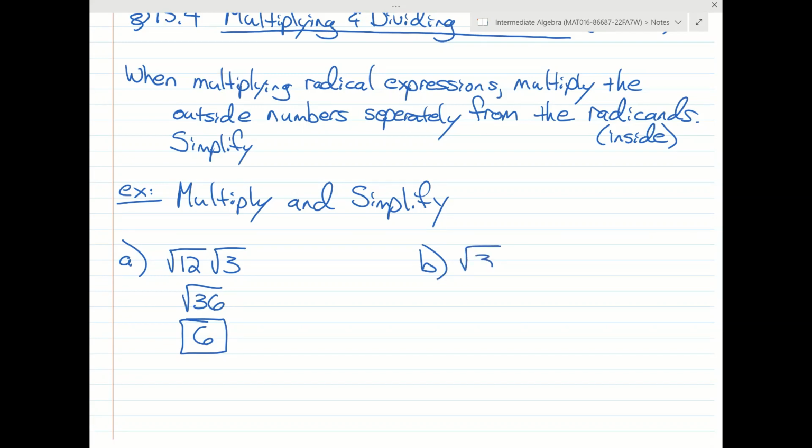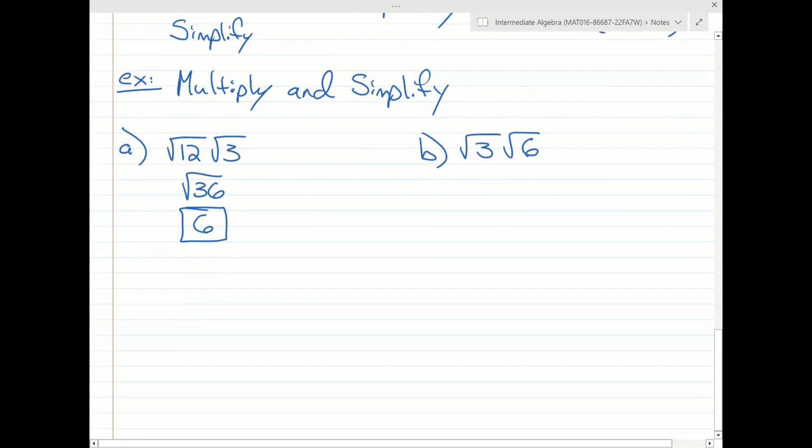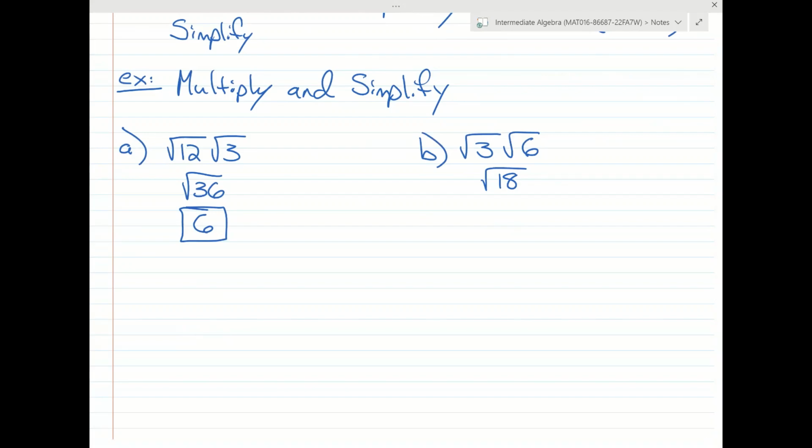Square root of 3 times the square root of 6 is the square root of 18, which we've talked about simplifying before. It's just square root of 9 times the square root of 2, or 3 root 2.